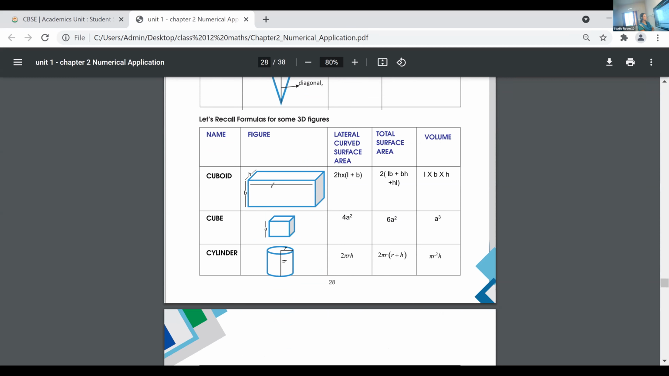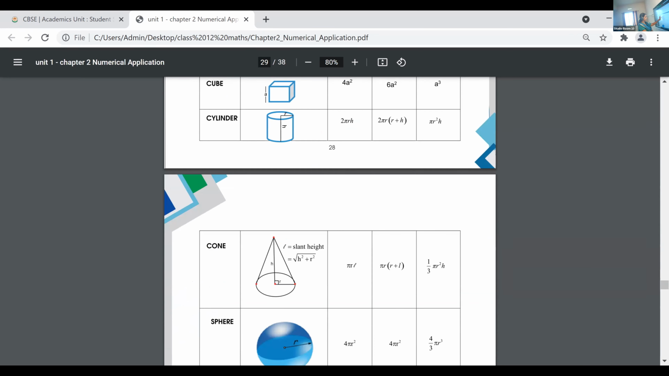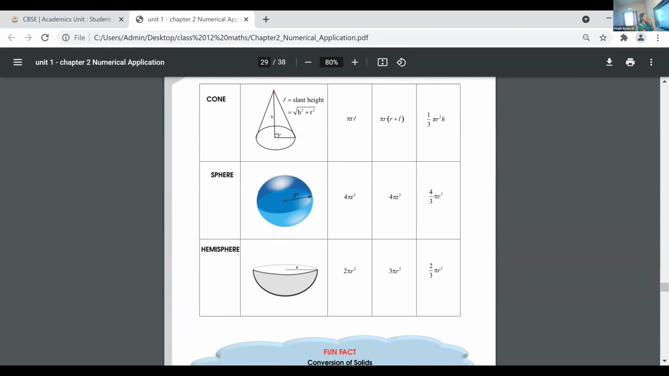Now, for a cuboid, LSA is 2 into L plus B into H. TSA is 2 into LB plus BH plus LH. And volume is L into B into H. For a cube, 4A square is the LSA. Total surface area is 6A square. And volume is A cube. For a cylinder, I think all these formulas we wrote that day. Then for a cone, we discussed sphere, sphere and hemisphere.